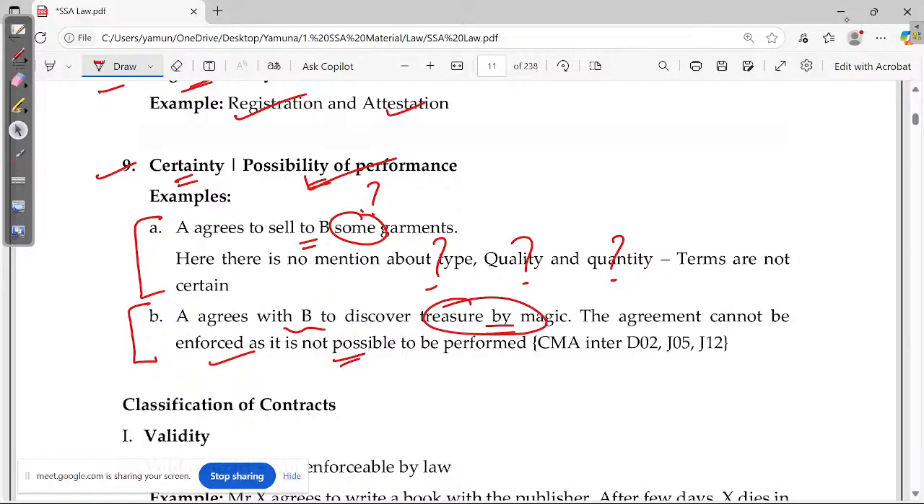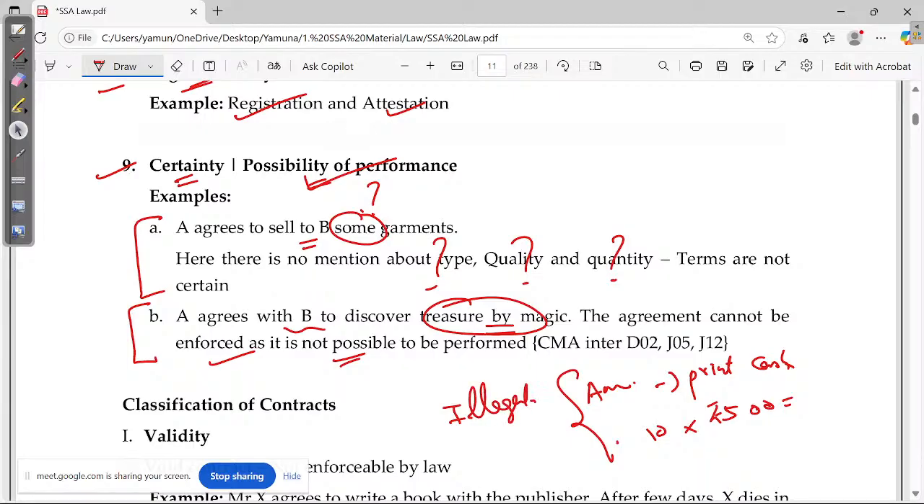Treasure by magic. Magic is not real, right? Probably you take this example. You give me some amount, I will print cash and give you. It will look like original cash. You can exchange it and nobody will find out. Colored notes, nobody will find out. I'll give you 500 rupee currency, 10 notes. You exchange it somewhere, nobody will find it. Actually, this is possible, right? This is possible, but law does not allow this, it becomes illegal. So possibility is not just about performing the action, what the law says, what other authority says, everything has to be checked.